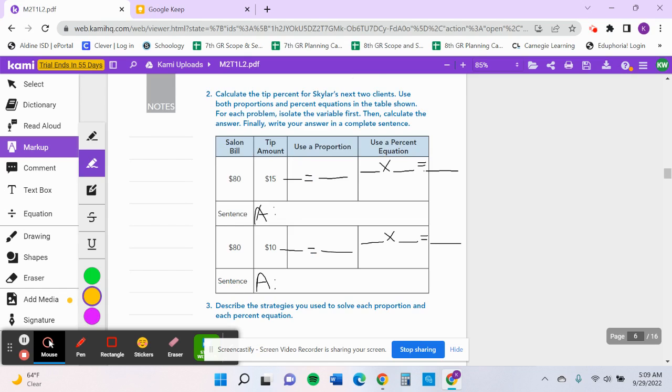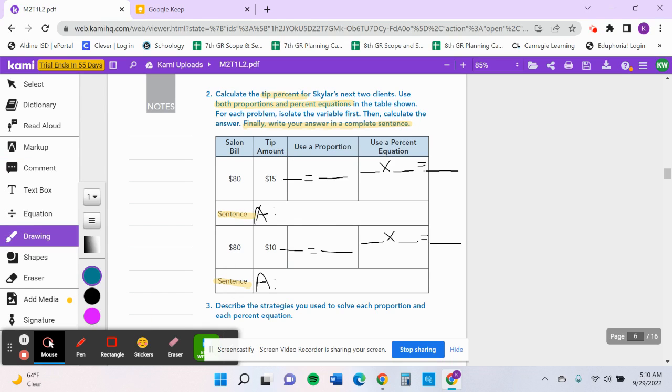We are now looking at questions number 2 and 3. Number 2 reads, calculate the tip percent for Skylar's next 2 clients. Use both proportions and percent equations in the table shown. For each problem, isolate the variable first, then calculate the final answer. Finally, write your answer in a complete sentence.